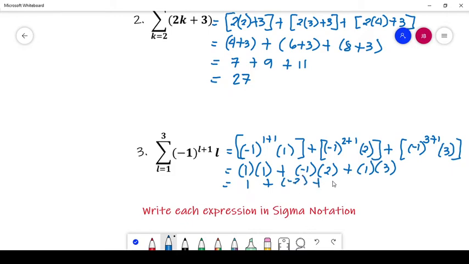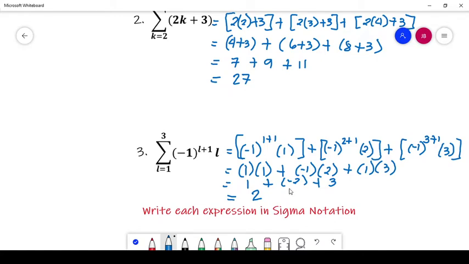Plus 1 times 3 is 3. And then get the sum, 1 plus negative 2 plus 3, and that is 2. Now, the summation of negative 1 raised to L plus 1 times L from L equals 1 to 3 is equal to 2.